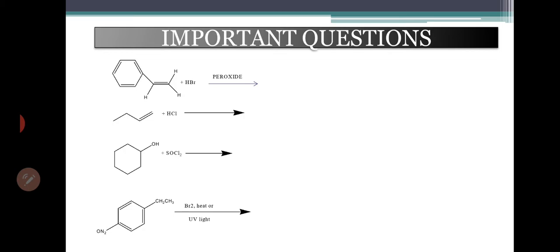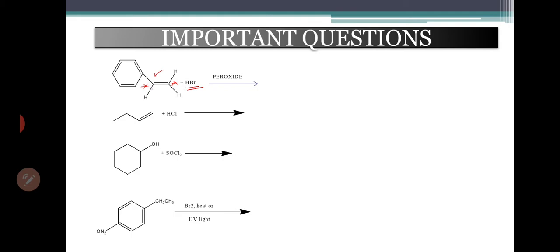Now let us discuss some important questions, based on your previous video and this video. Whenever the reaction is with an alkene and HBr in the presence of peroxide, the anti-Markovnikov rule is followed, right? These are the double bond where the addition will take place. According to the anti-Markovnikov rule, hydrogen will go to the carbon which contains fewer hydrogens.